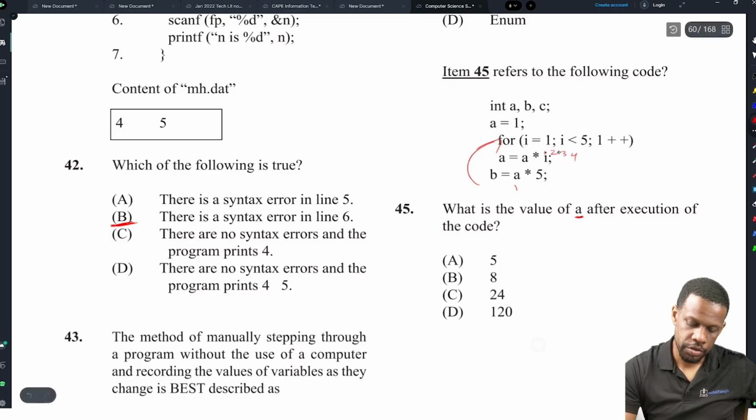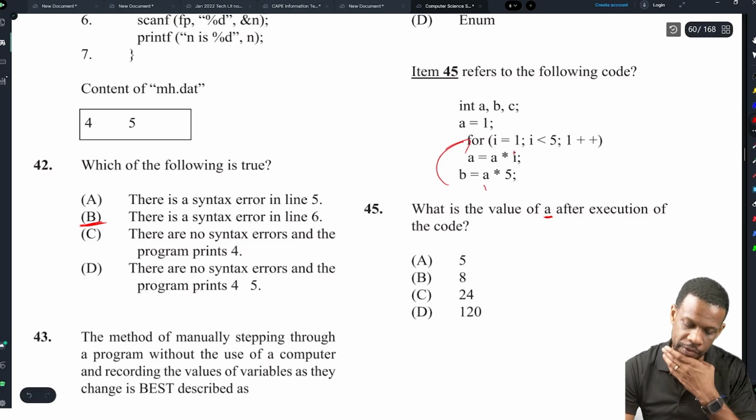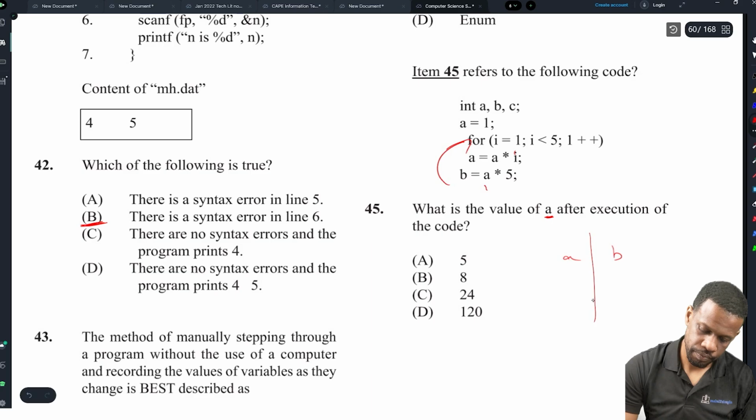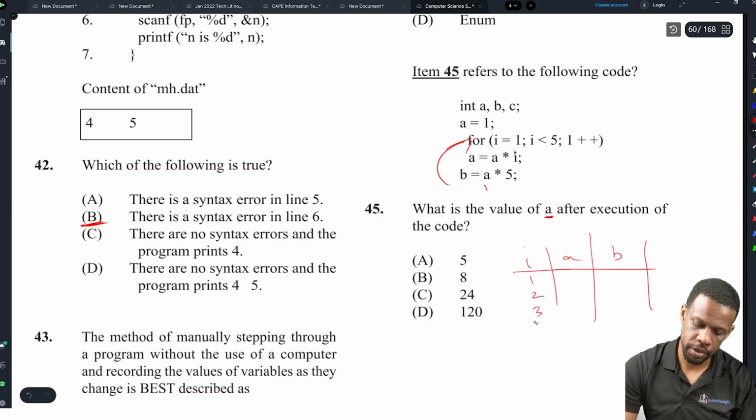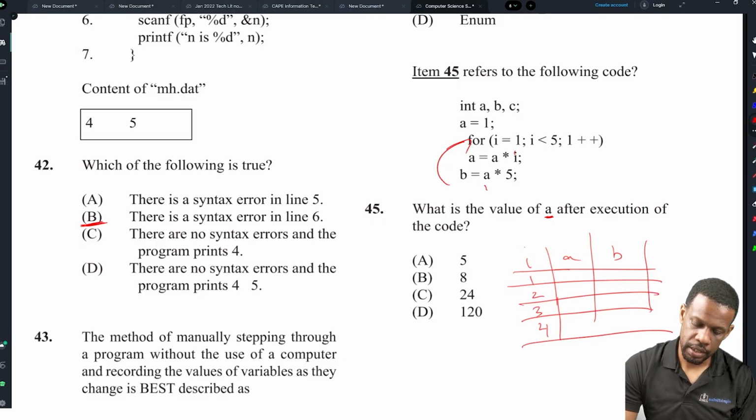Okay, trace table for it. I was trying to do it without having to do a trace table, but I must. So I is going to be 1, 2, 3, 4. We just want to know what A is going to be. So A is equal to A by I, which is 1 by 1 is 1. Then A is equal to A by I, which is 1 by 2 is 2. A is equal to A by I, 2 by 3 is 6. Then 6 by 4 is 24.